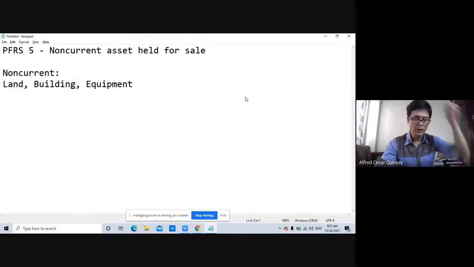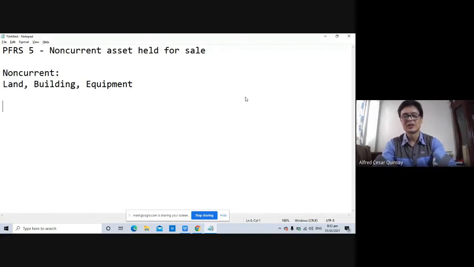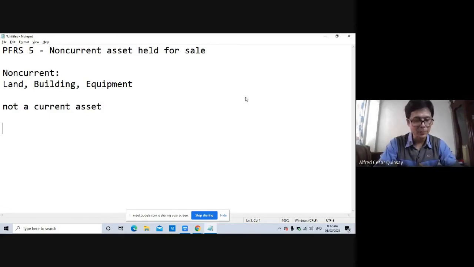Ayan. So nakalagay diyan sa definition diyan sa page 674, a non-current asset is an asset that does not meet the definition of a current asset. Of course, no? So hindi raw current asset. Of course, kung hindi siya current asset, then it is a non-current. No? Ang gandang definition, no? Napakasimple.